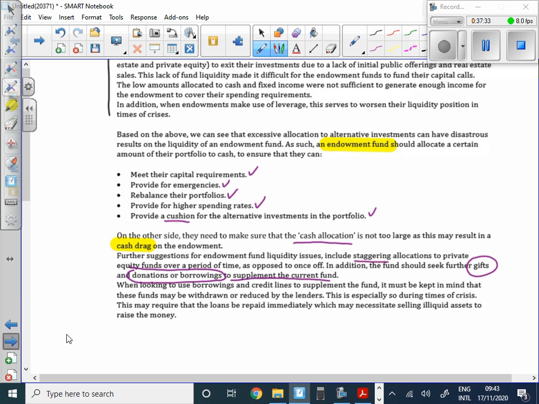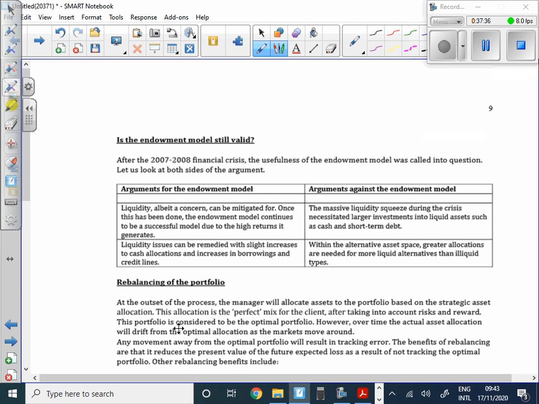We move ahead. Top of page 9, is the endowment model still valid? I'm just going to start off with the negative side, not because we're negative at all, but it just makes more sense. Why it even came into question is because there was a massive liquidity squeeze during the 2007 and 2008 crisis that said, well, why are all of these endowments sitting in these illiquid alternative investments? We know why they stay there. They're there because they're getting a high level of return, but of course that provided a great liquidity issue for them.